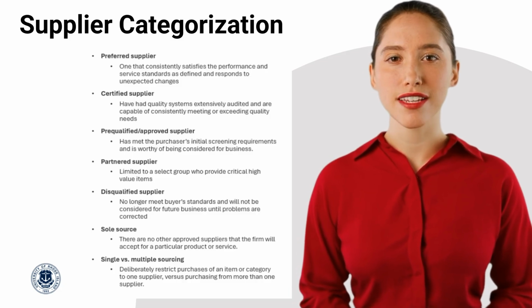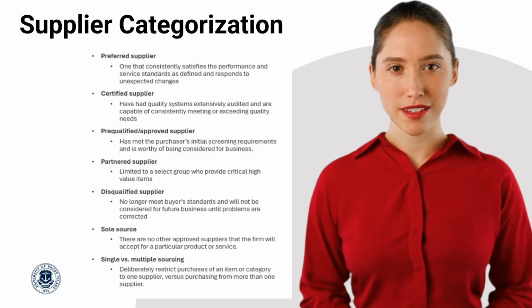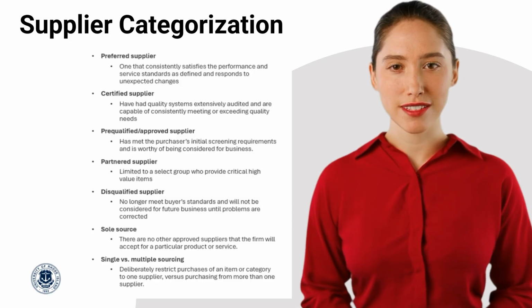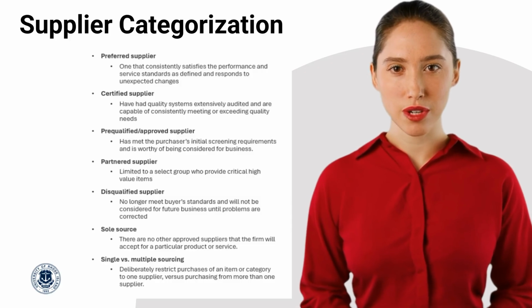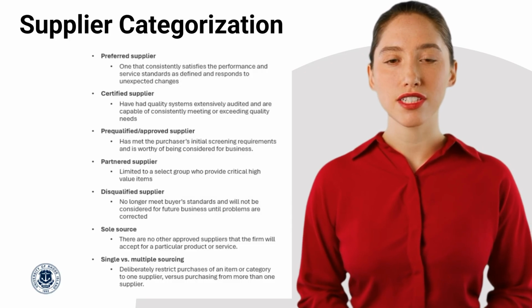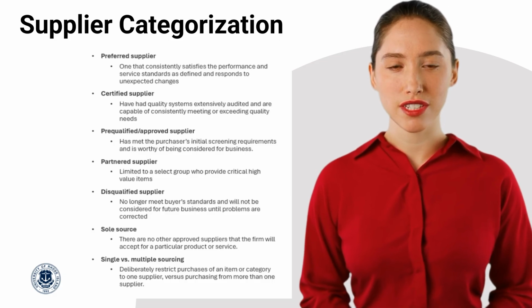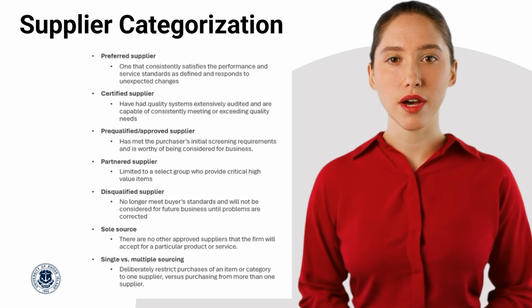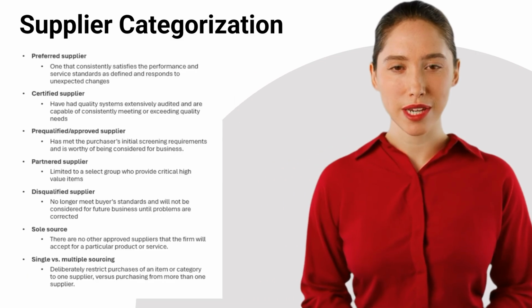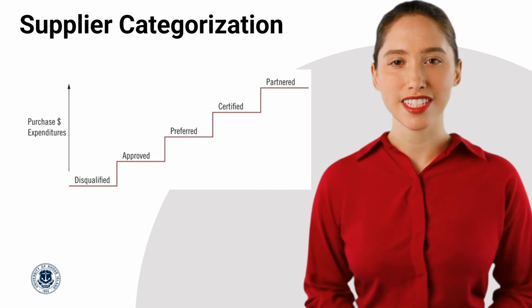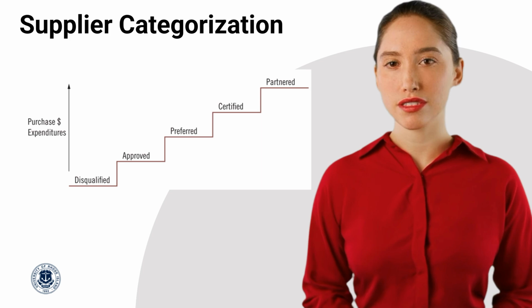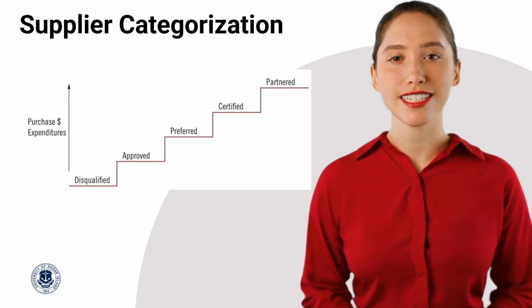A sole source supplier exists when no other approved supplier is acceptable for a specific product or service. This may occur due to unique capabilities, intellectual property, or regulatory constraints. Finally, single versus multiple sourcing refers to a deliberate sourcing strategy. Single sourcing concentrates purchases with one supplier, while multiple sourcing spreads purchases across several suppliers to manage risk and increase flexibility. The supplier categorization stairwell illustrates how relationships evolve over time, from transactional to strategic, as performance, trust, and integration increase.